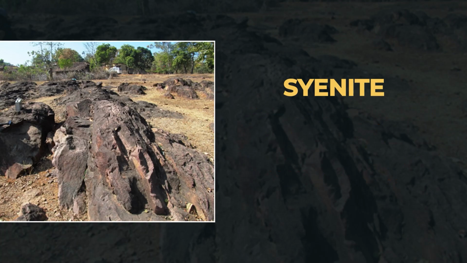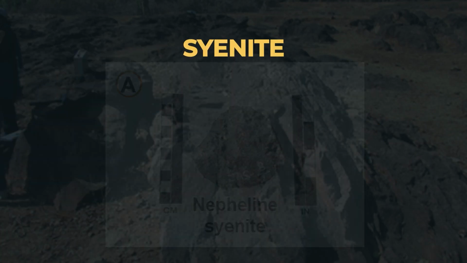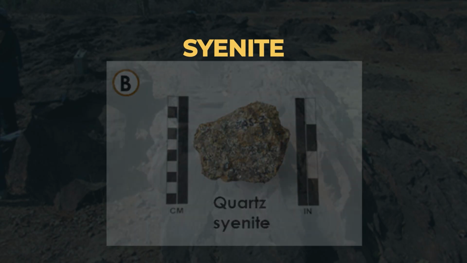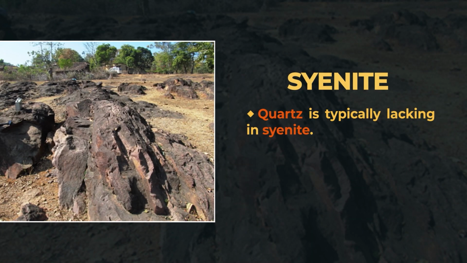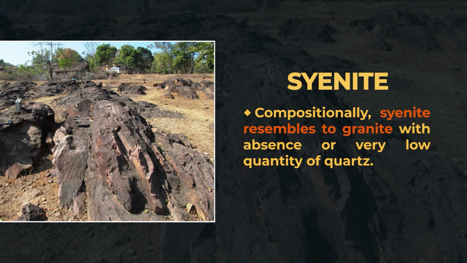Here I am showing you 3 different variants of syenite. We have a nepheline syenite, quartz syenite, and syenite. Nepheline syenite is of special importance because these rocks are known to host rare earth element deposits. Quartz is typically lacking in syenite. Compositionally, syenite resembles granite with absence or very low quantity of quartz.